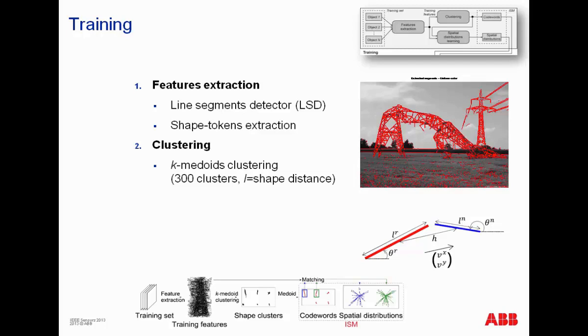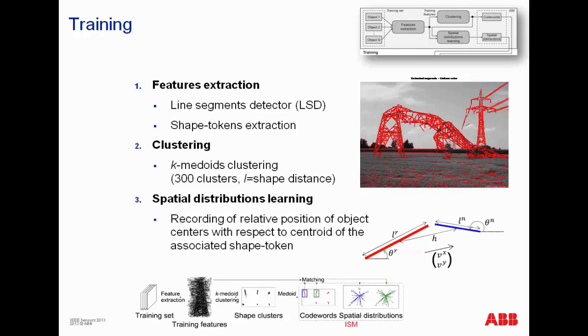The distance that we use is called shape distance. The details are in the paper, but essentially it's a weighted average of the different characteristics that we have in a shape token. And this is not enough. These clusters, they allow us essentially to know what a tower looks like, but then we also want to know where how these shape tokens are distributed on the tower. And for this, we learn a spatial distribution associated to the actual clusters.